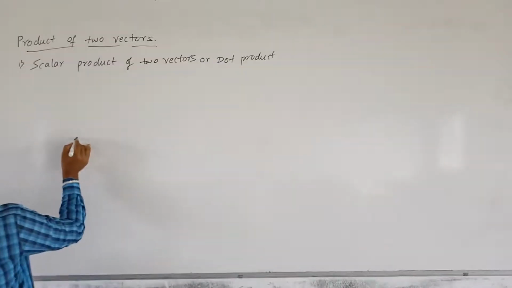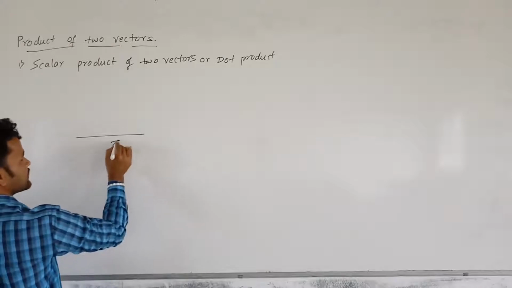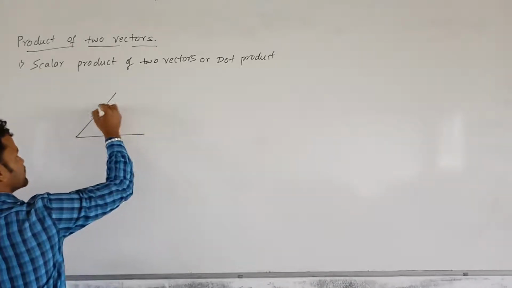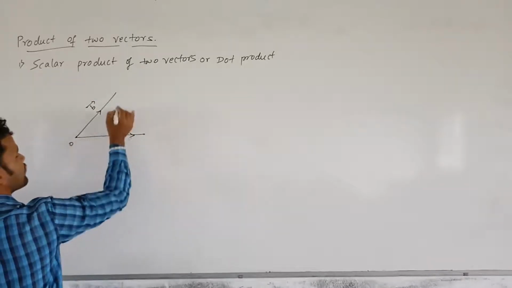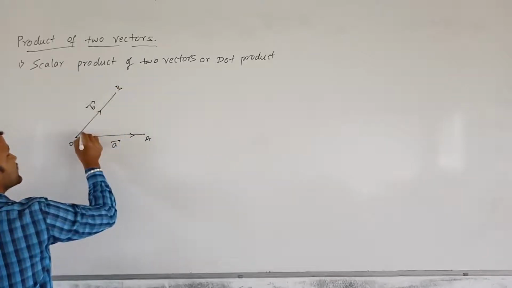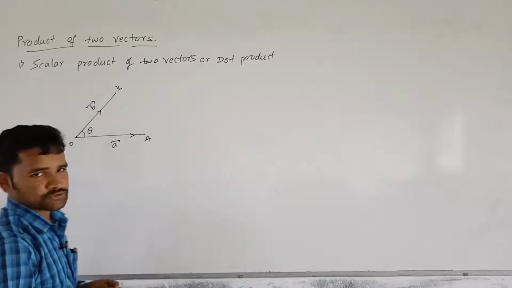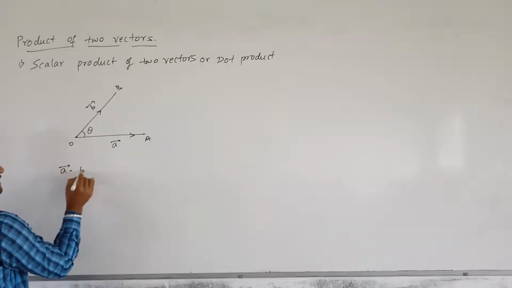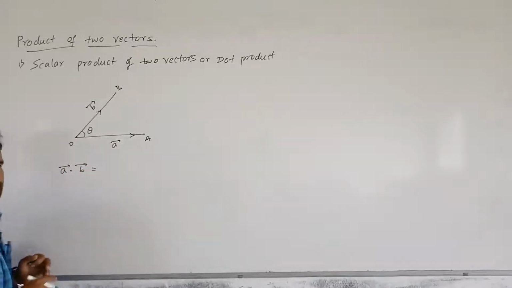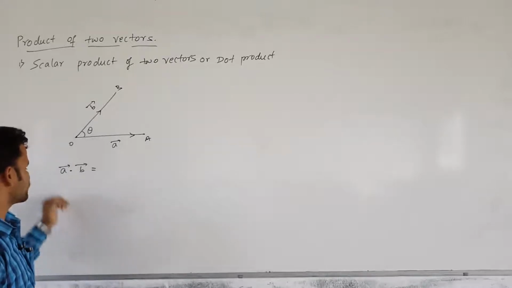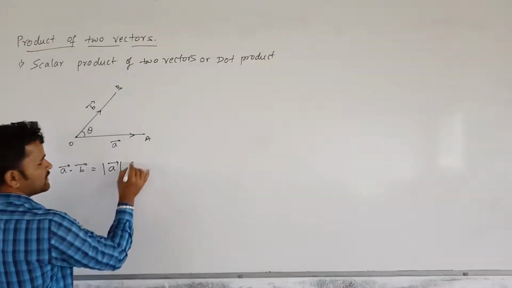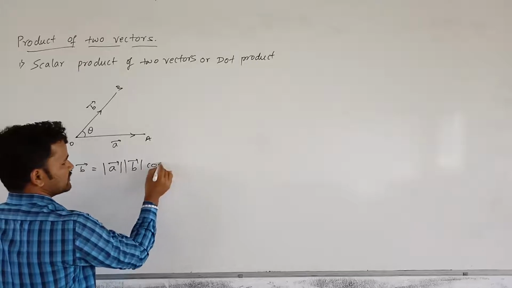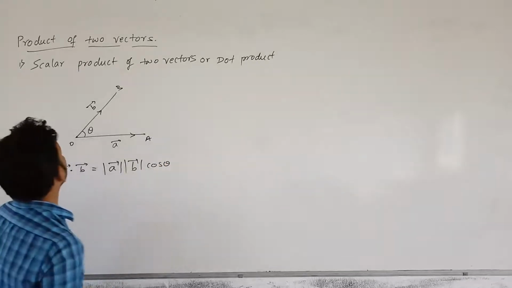Suppose there are two vectors, vector A and vector B, and theta is the angle between these two vectors A and B. Now here dot product of two vectors will be represented as A dot B. This is equal to magnitude of vector A into magnitude of vector B into cos theta. This is the definition of dot product of two vectors.